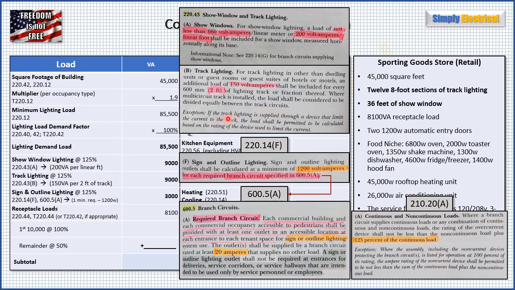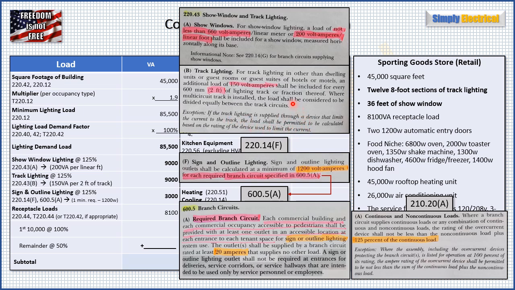If the track lighting is supplied through a device that limits the current to the track, the load shall be permitted to be calculated based on the rating of the device used to limit the current. So if you have a current limiting device, then you only have to base your calculation on the maximum limit of that device. It doesn't apply to our situation.